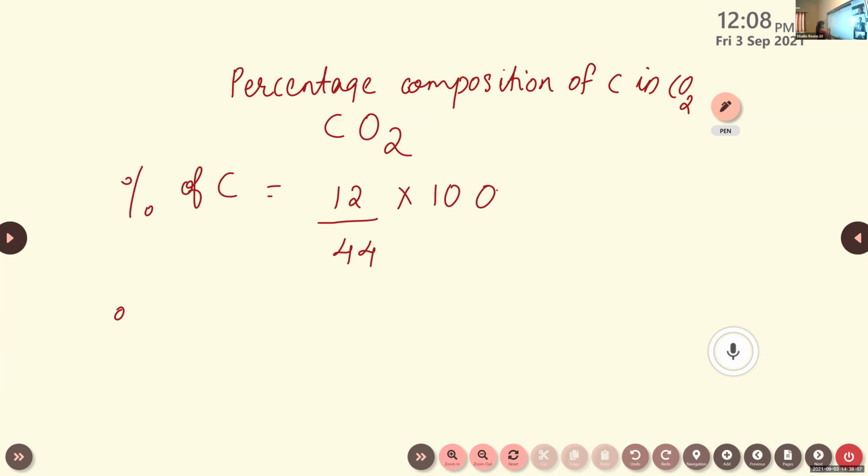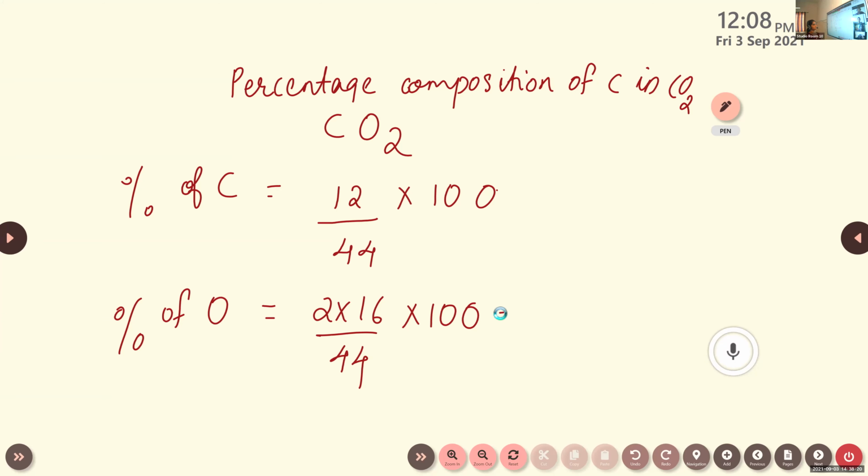In the case of oxygen, 2 oxygen atoms, right? So 2 into 16 by 44 into 100. Okay, so this is the method of finding the percentage composition of elements in a molecule. There will definitely be one question from this part to find out the percentage composition of the elements in a molecule. So clear, children?